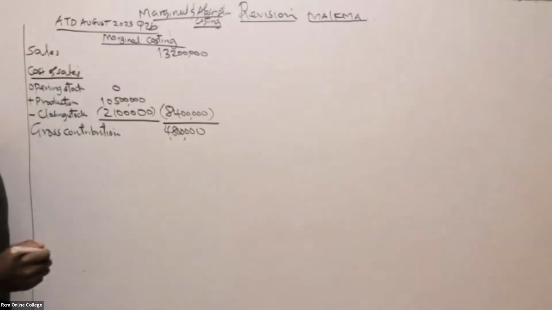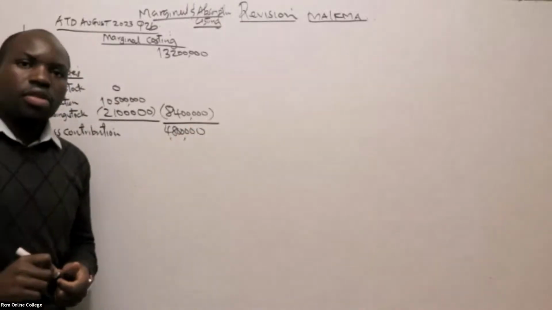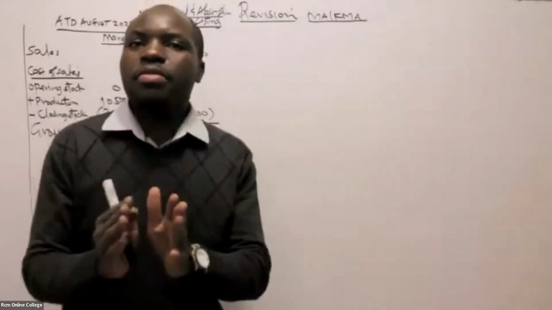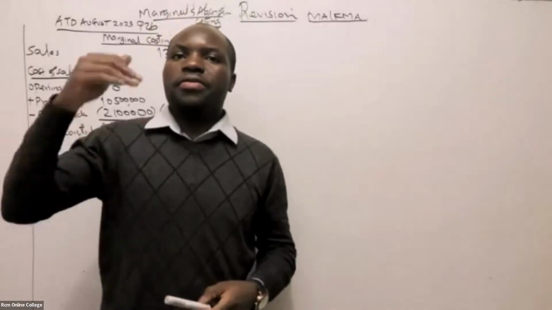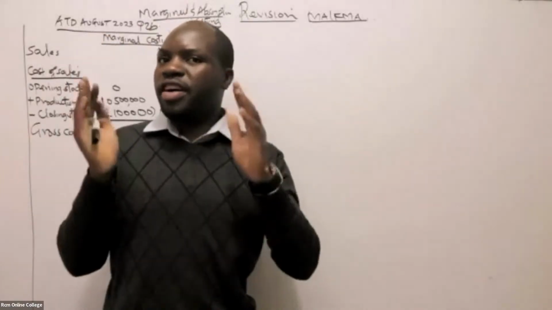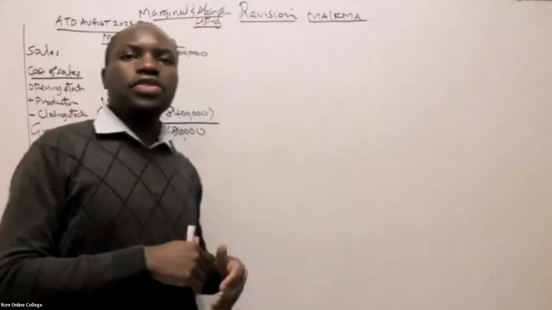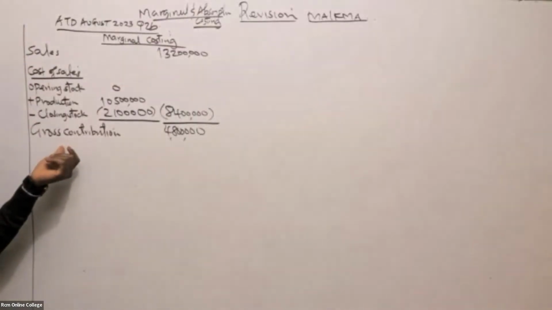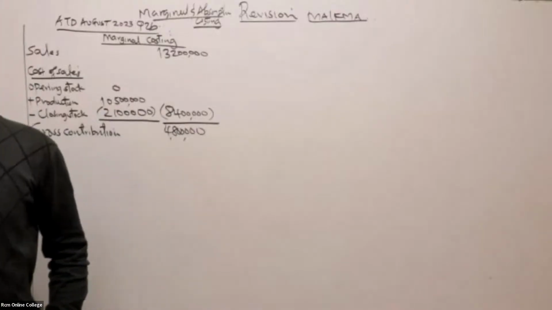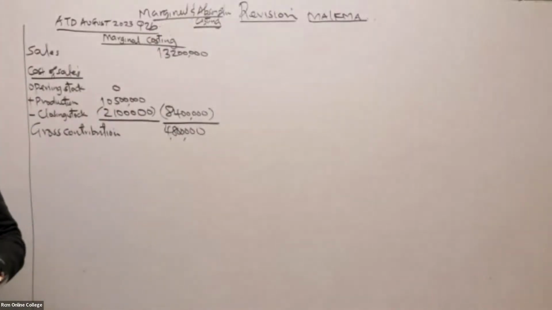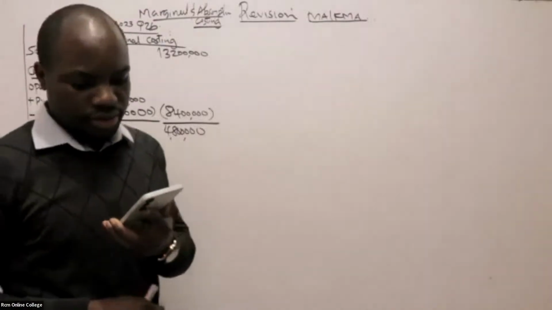We are calling it gross because in our question, we'll be having something called variable non-production expenses: variable sales and distribution, variable admin expenses. So those variable non-production costs have to be deducted from the gross contribution to give us what we call net contribution.